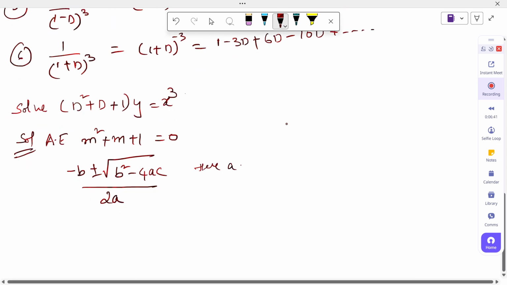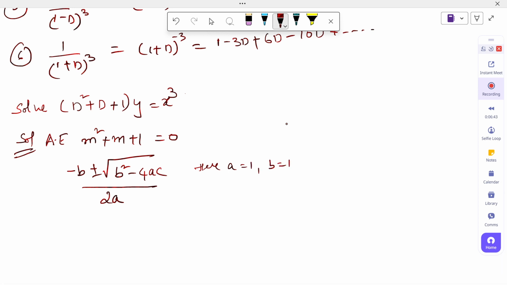Here a is equal to 1, b is equal to 1, c is equal to 1. You're going to take the coefficients. This is in the form of ax square plus bx plus c. Next, m is equal to minus 1 plus or minus under root of 1 whole square, which is 1, minus 4 into 1 into 1, divided by 2 into 1.